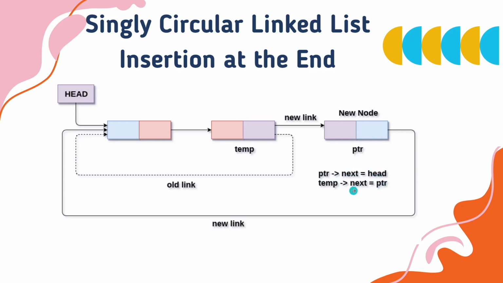Then I do the next step, that is temp's next is set to point to the next node, which is PTR. Thereby you could see that the old link, which is shown dotted, would vanish, and the new link, which is shown in thick line, would get created with the help of these two pointer manipulations.